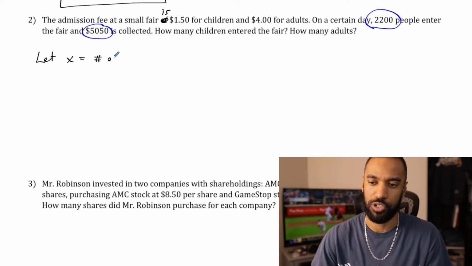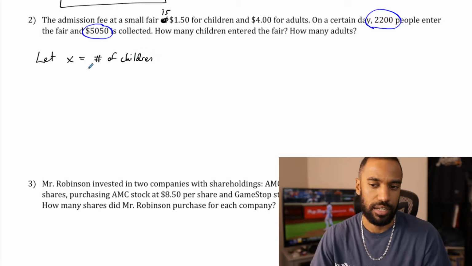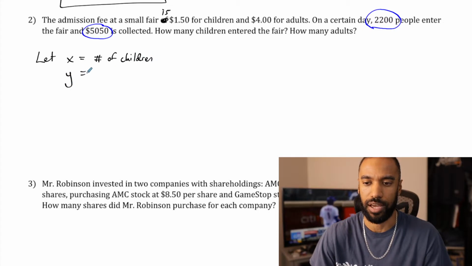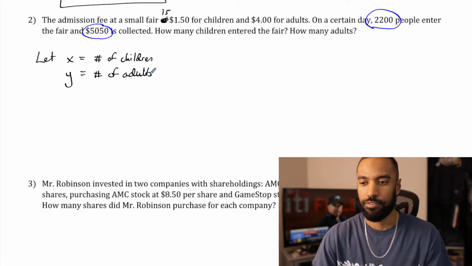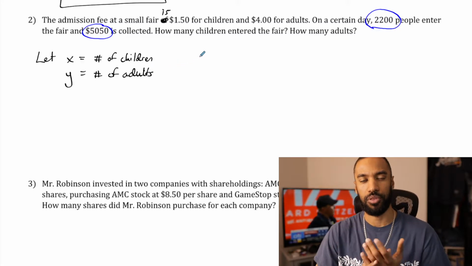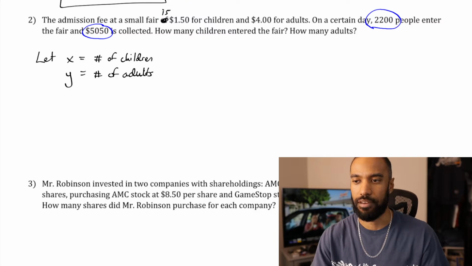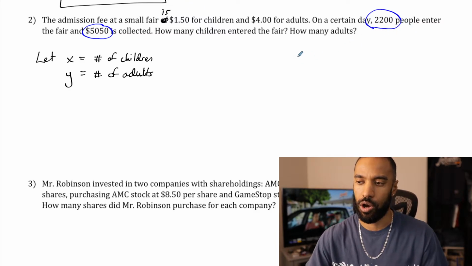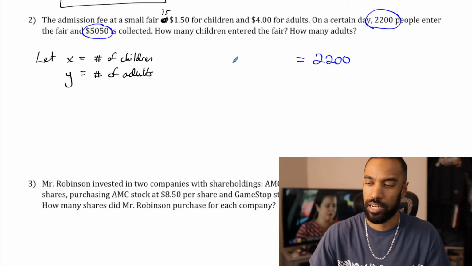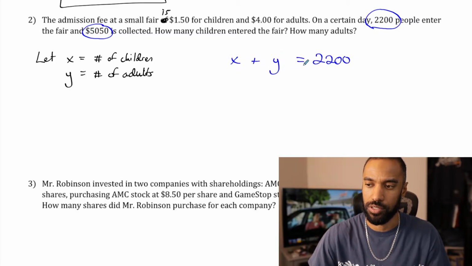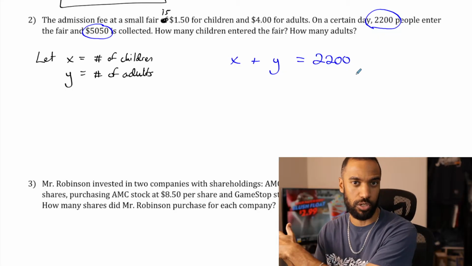Let x equal the number of children who attended the fair. That's fine. Just the number of, not the cost per or anything like that. And y equals the number of adults. Defining the variables can help you come up with your equations. I can have a number of people equation: somehow we accumulate 2,200 people at the fair. How so? When you combine the number of children with the number of adults. The number of children plus the number of adults equals 2,200.